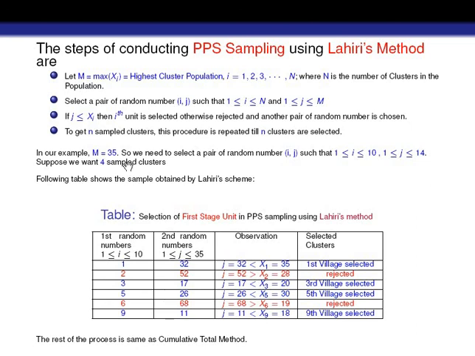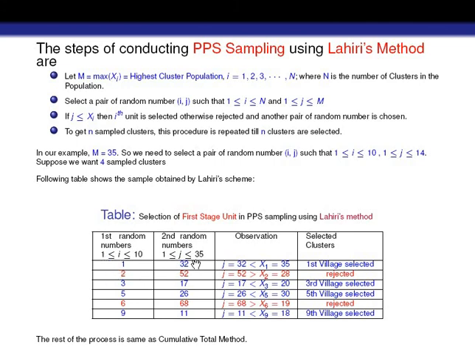Now suppose we want 4 sample clusters. That means we want to draw 4 clusters out of the 10 clusters by using the technique of Lahiri's method. So what we'll do, in the first column I have written the first random number which varies from 1 to 10, and in the second column I have written the second random numbers which vary from 1 to 35. Now this is the observation and then the selected cluster. So you can see that we get first random number 1, and then we get 32.